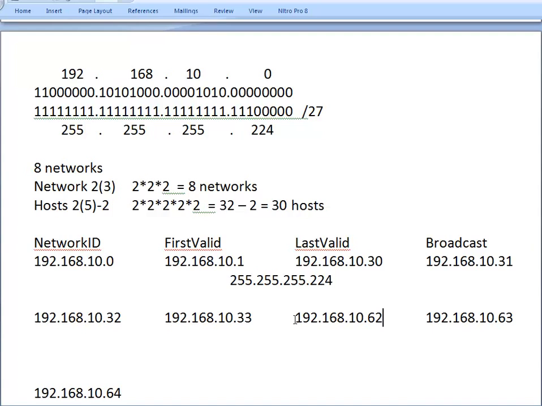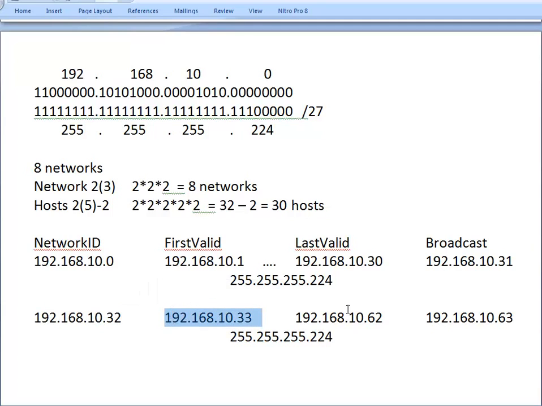Okay, that's our second network already complete. So again, that's the subnet mask we have to write. For the first network, we saw that's the network ID, that's the first valid, that's the last valid. So 30 hosts, so write down .2, .3, .4 up to when you reach .30. .31 is the broadcast. For the second network, .32 is the network ID.